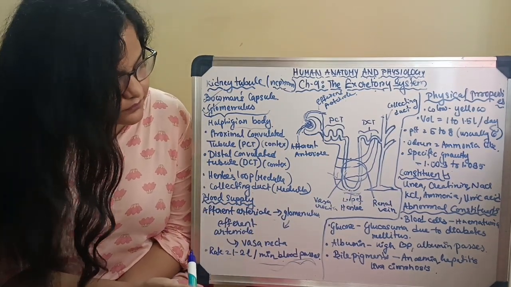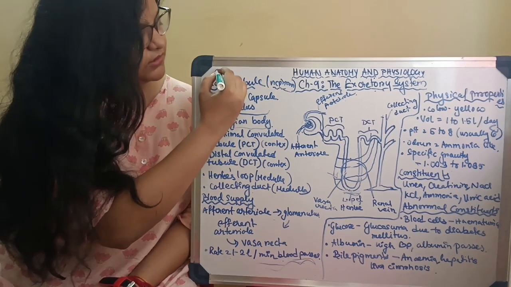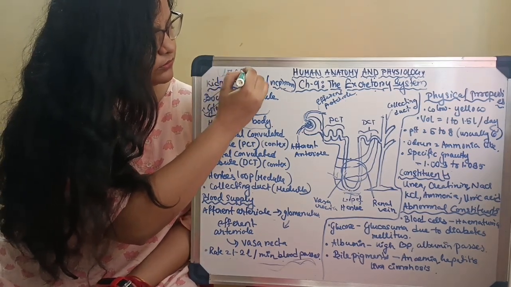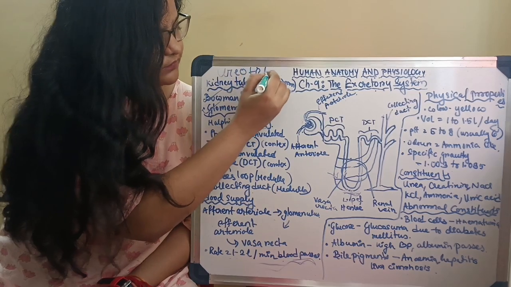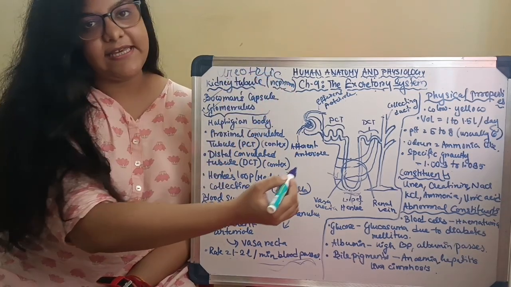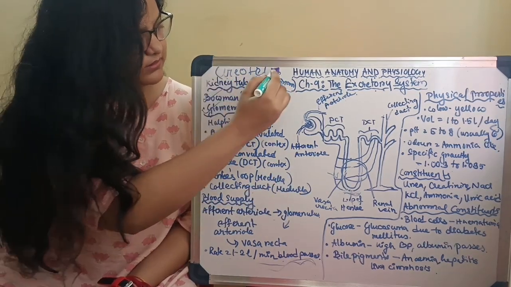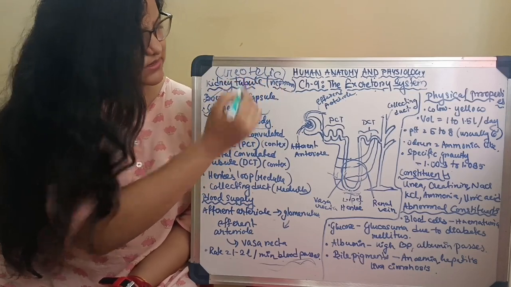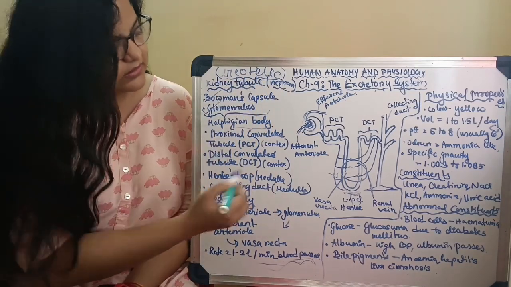That is why we humans are called ureotelic. What are we known as? Ureotelic. And we excrete as the ureotelic nature.